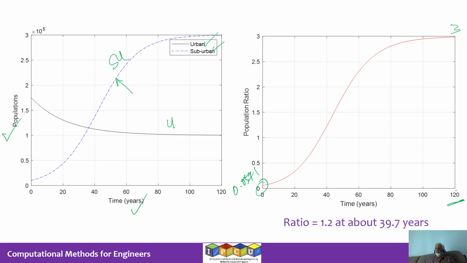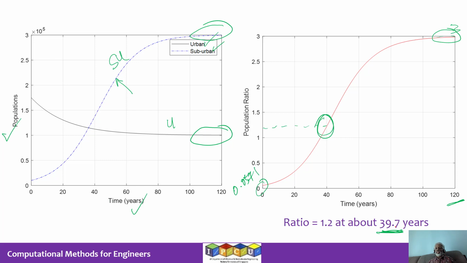And 120 years seems just nice to stabilize, right? So this curve has flattened out. This curve has also flattened out. So the ratio has more or less flattened out. So 120 is not a bad choice. If you look at where this population ratio is 1.2, using the zoom feature in the MATLAB figure plot, you get an answer close to 40 years, right? And if you zoom in really, to my eyes, it seemed like 39.7 years. So that is the time at which the suburban population will be 20% in excess of the urban population, given the parameters and the equations, etc.